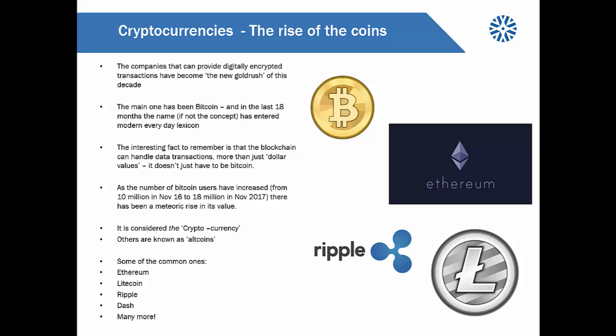So Bitcoin is considered the cryptocurrency. What you'll find is all of the others are known as altcoins. Some of the really common popular ones are Ethereum, Litecoin, Ripple and Dash, all of which are becoming available to trade as cryptocurrencies on the Blackwell Global MetaTrader 4 platform. And we'll talk about that a little more in a few slides' time.